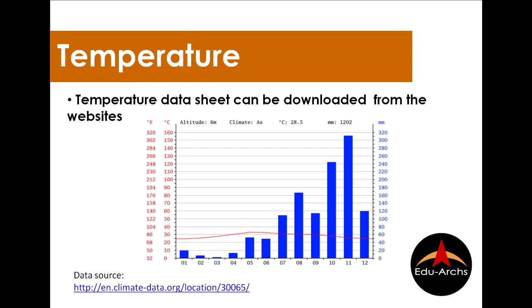Temperature and sun paths. The average temperature of the area as well as the monthly average temperature has to be studied to determine the temperature range and the fluctuations which will impact the design. The temperature data sheet can be downloaded from the website.